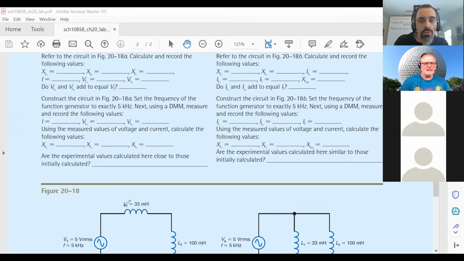So what I'm going to do is this one right down here. We have 33 millihenry and 100 millihenry, and we have 5k hertz. So find me XL1, XL2, and let's see what we got.